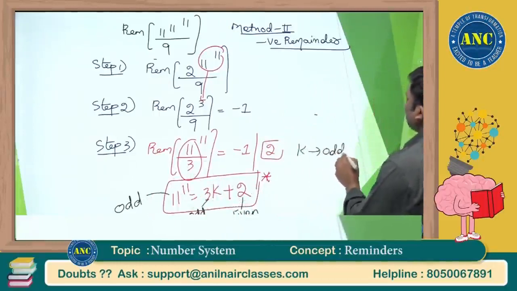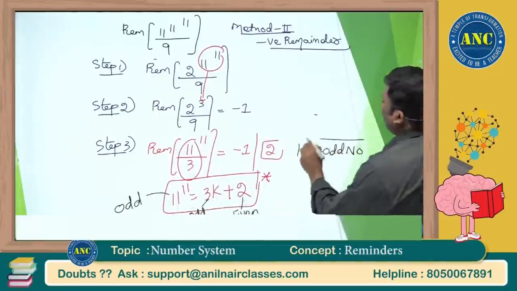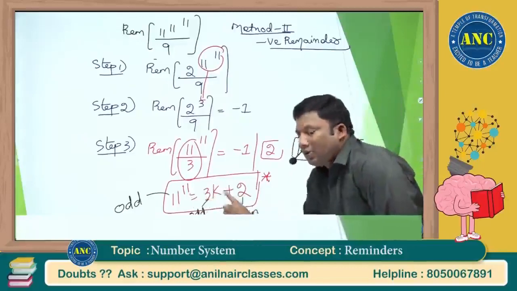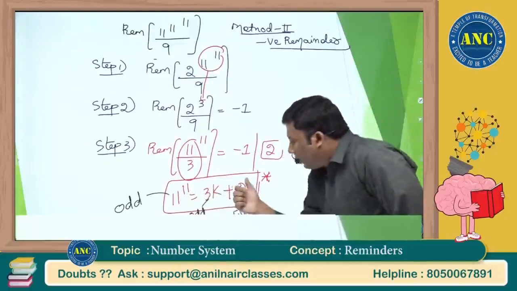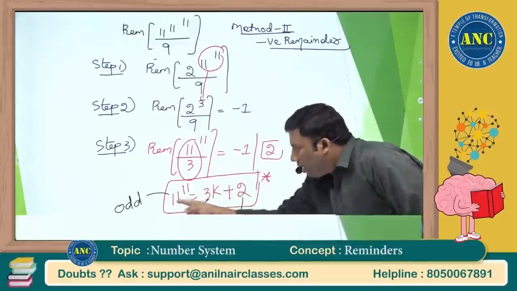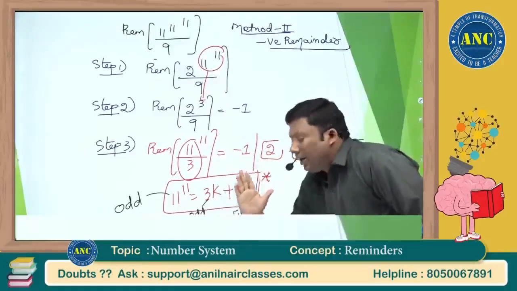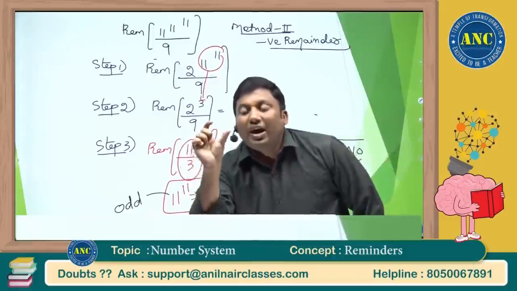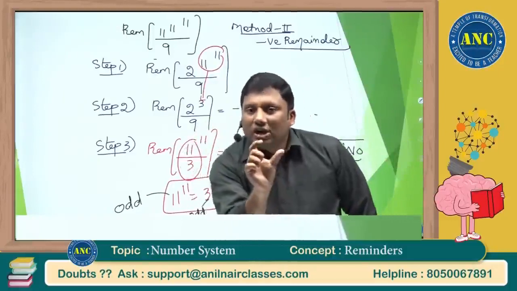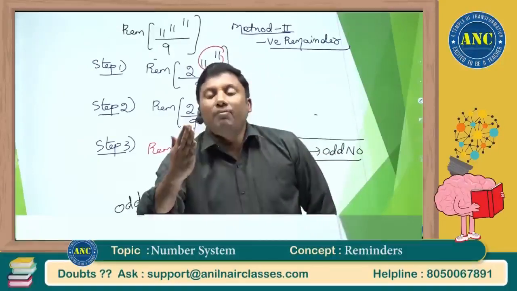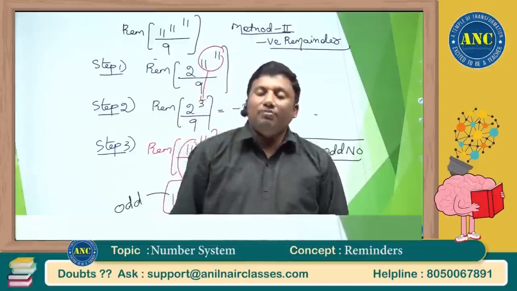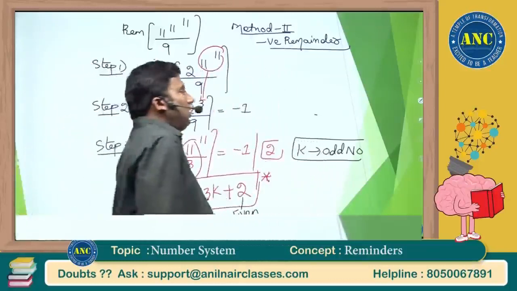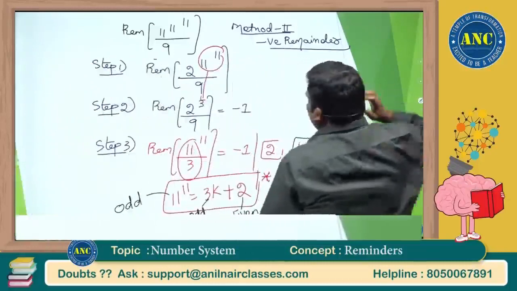This is the extra step which you need to do whenever you are doing minus 1. 11 power 11 is 3K plus 2. 11 is an odd number, 2 is an even number, odd minus even will be an odd number. 3K will be an odd number, 3 is an odd number into something will be an odd number, that something has to be an odd number.